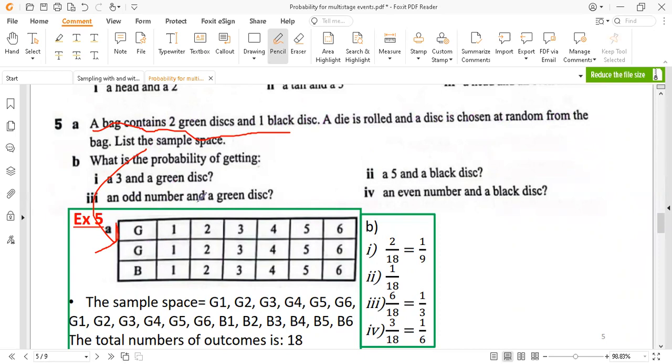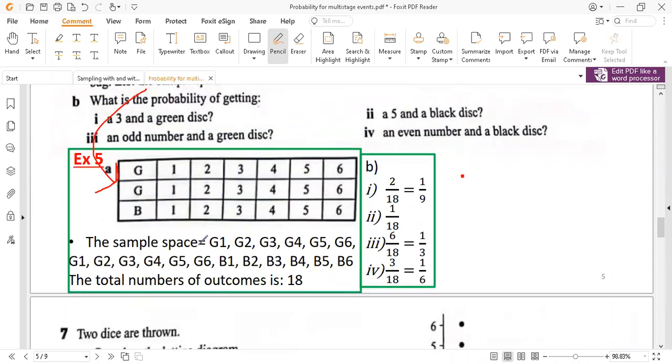So when a die is rolled normally, we will obtain 1, 2, 3, 4, 5, 6, and from the bag we will obtain G, green, or B, black. I think we could, for example, start with 1, 2, 3, 4, 5, 6, and then G, G, B, to follow the same order, because they said a die is rolled and a disc is chosen. It's not a big deal.